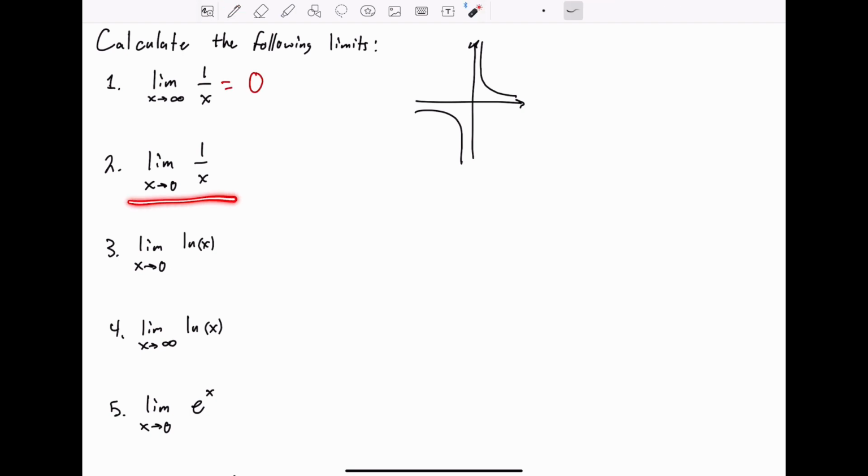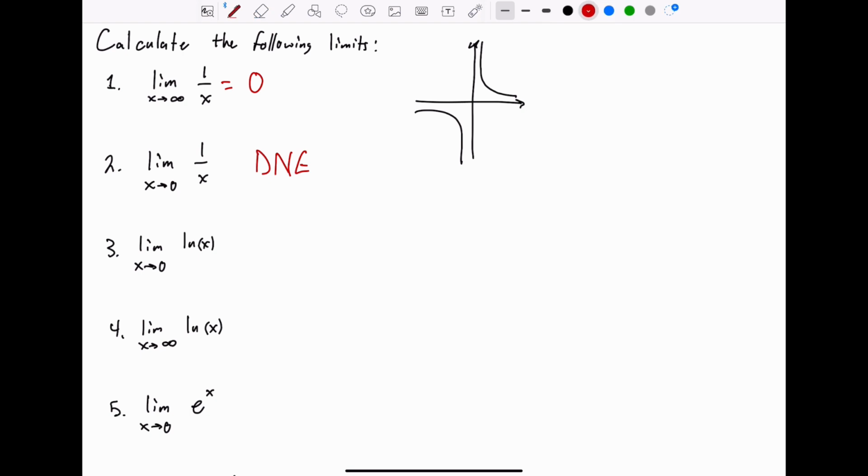When x approaches 0, we actually have two different values. From the right, 1 over x goes to infinity, and from the left, it goes to negative infinity. So this limit does not exist. It doesn't actually have a value.